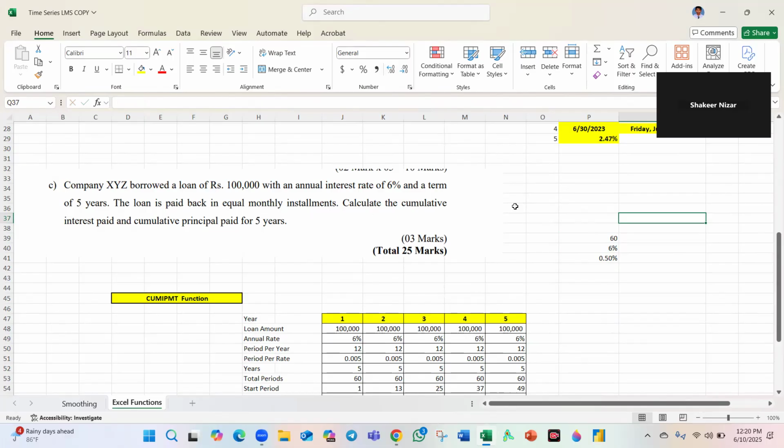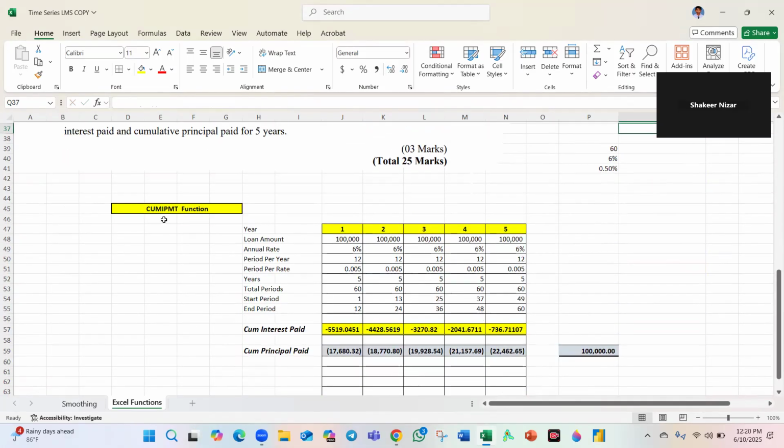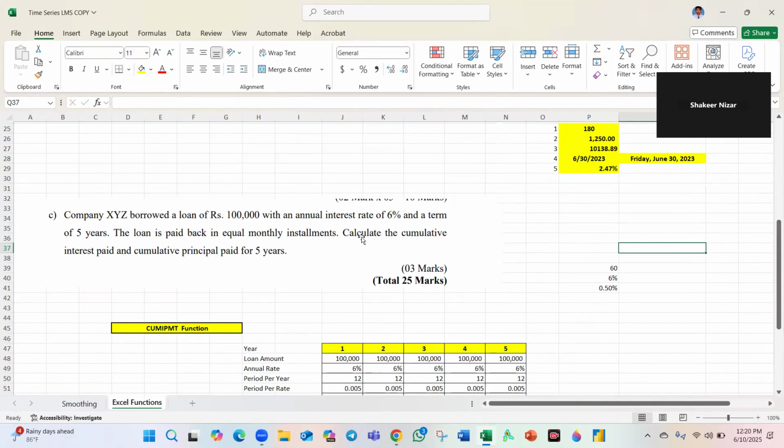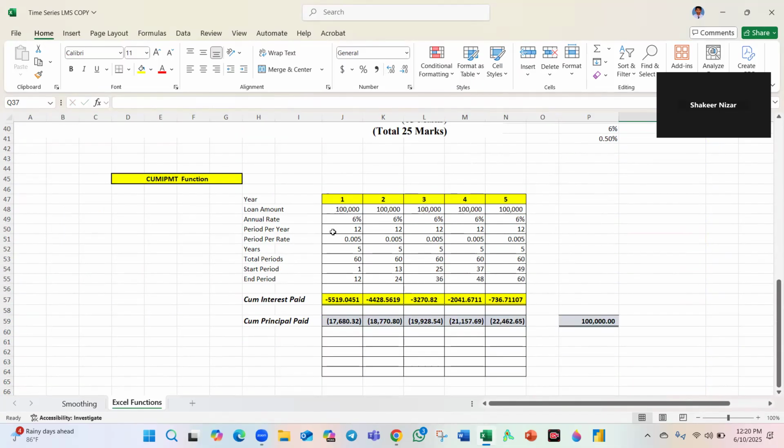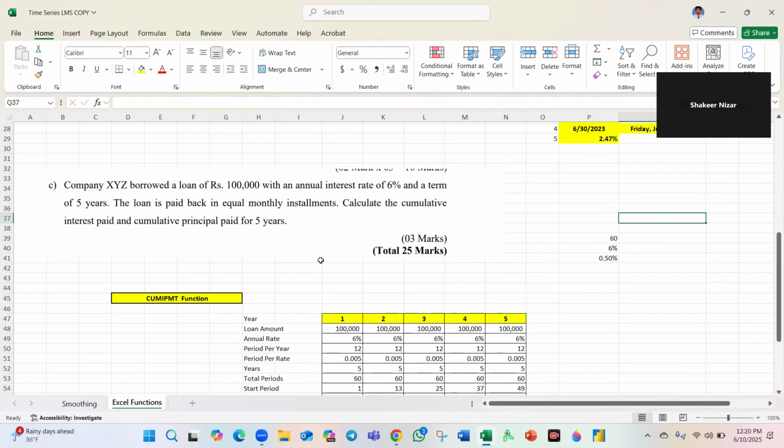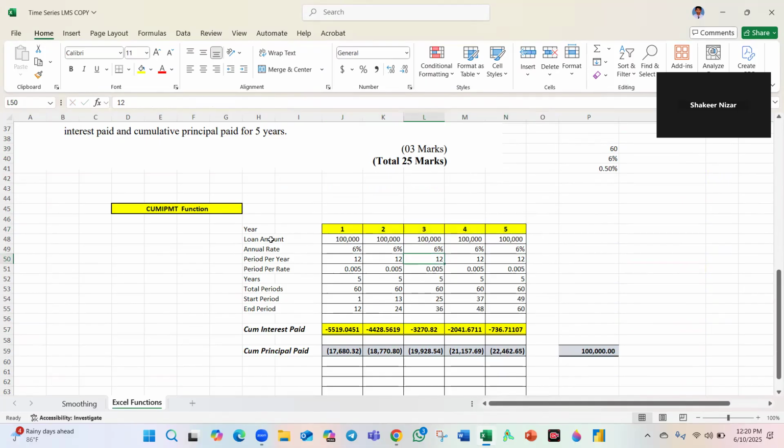Okay. 5 years, then you need to prepare. The examiner is asking for cumulative interest and cumulative principal. We know cumulative principal is ultimately 100,000. You have 5 years, the loan amount you need to give, an annual rate you need to give, and periods per year, this is 12, and the periodic rate means 6% divided by 12, that is constant. Total periods, 12 multiplied by 5, that is 60. Then the start period is 1 and the end period is 12.